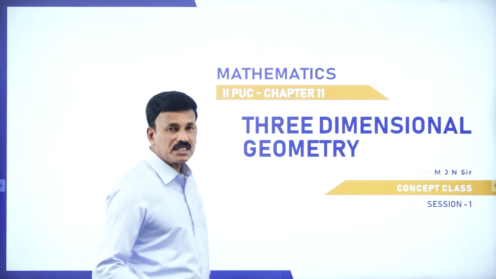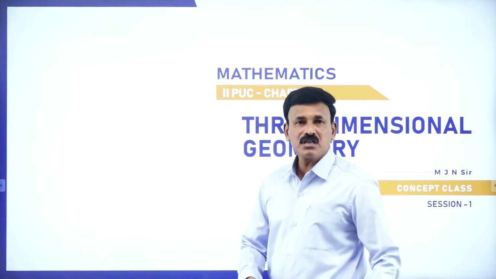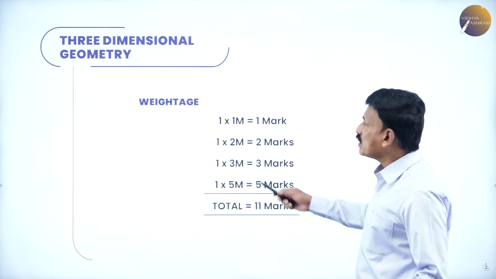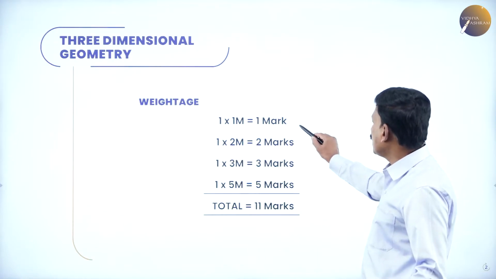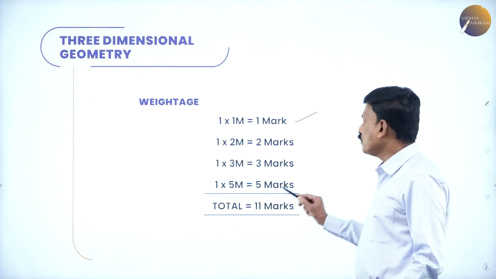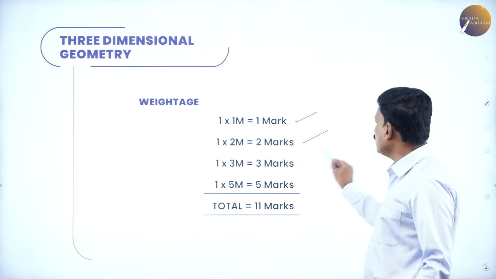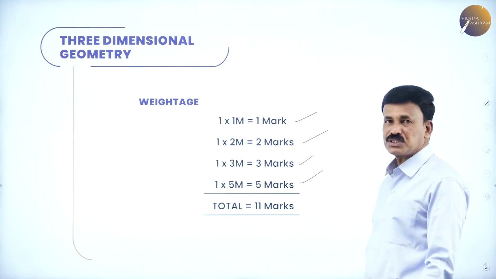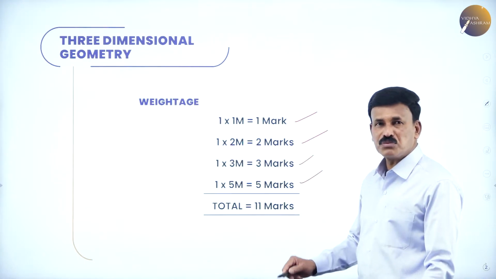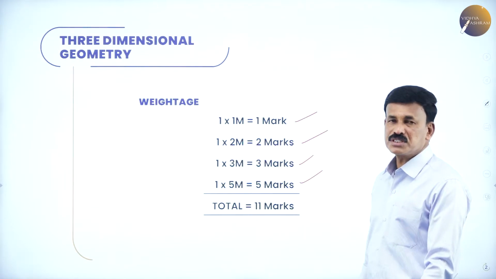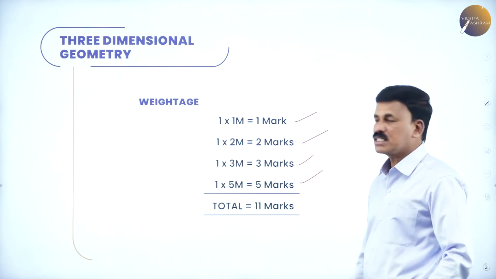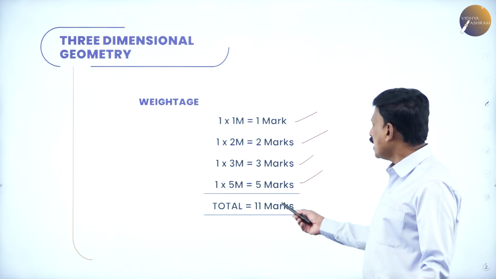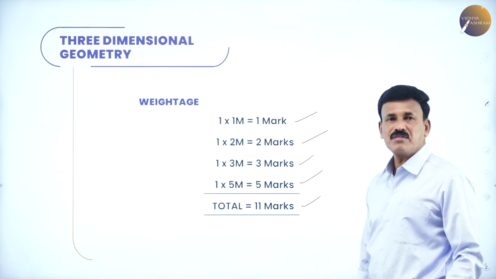Now let us know what we are going to study and what the weightage for this chapter is. You will get one 1-mark question, one 2-mark question, one 3-mark question and one 5-mark question. So you are going to get questions of 1, 2, 3 and 5 marks, except 4 and 6. This is very important, and the total is 11 marks.